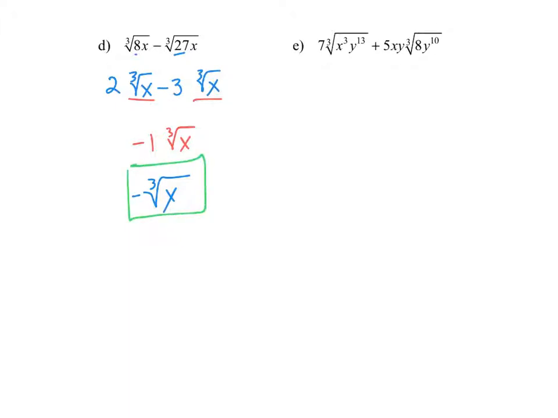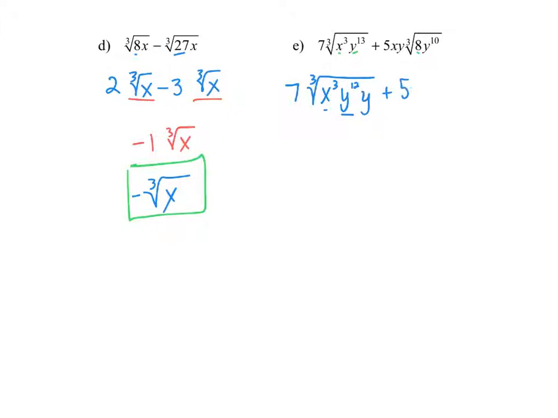In example E, we can't combine these unless we have the same radicand, and these are certainly different, but we can simplify each one first. Let's leave that 7 in front of the cubed root, so it's going to be 7 times the cubed root of x to the third. X to the third is a perfect cube, so we're going to be able to simplify that out. Y to the 13th is not a perfect cube, but y to the 12th is. So y to the 13th we can write as y to the 12th times y, or y to the first. And these two are going to be perfect cubes that we'll be able to bring out in front.